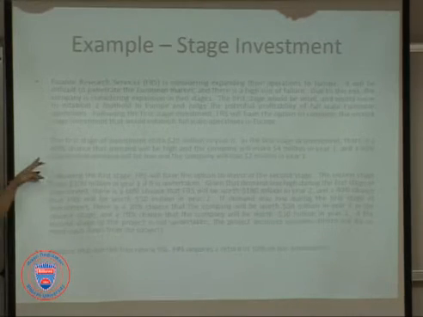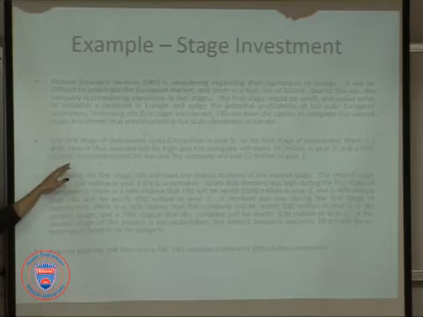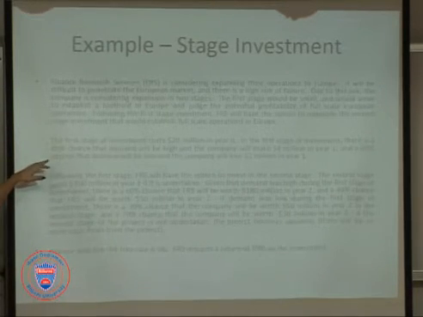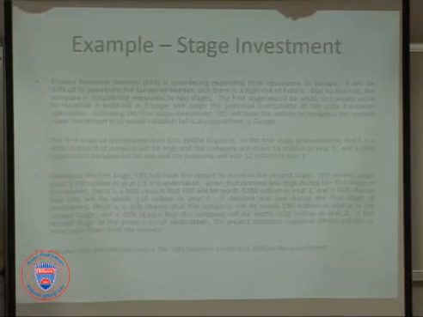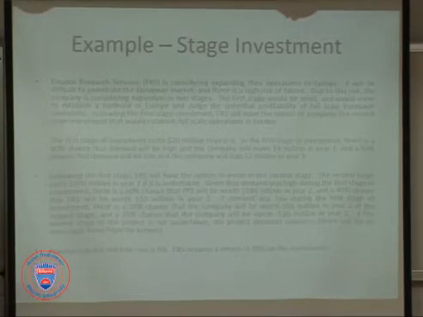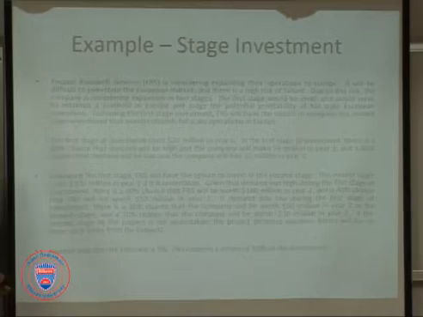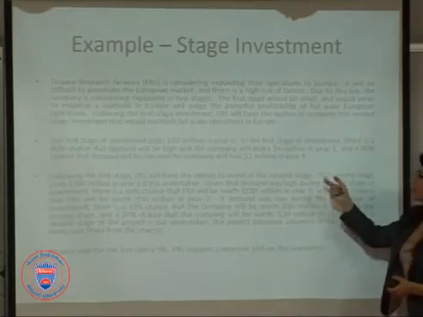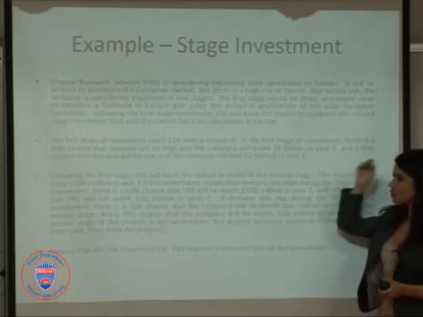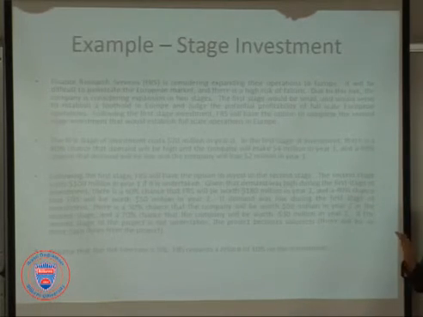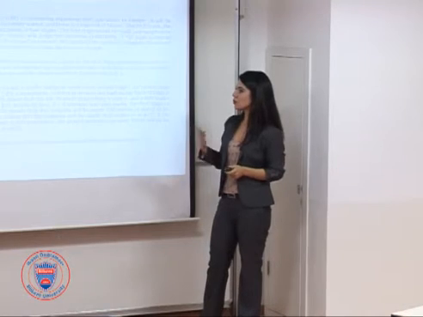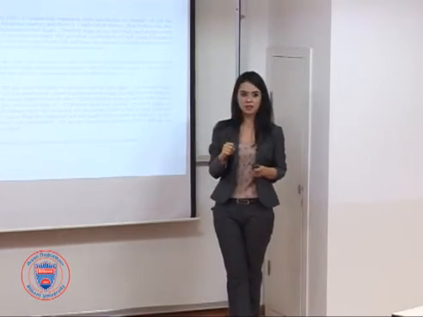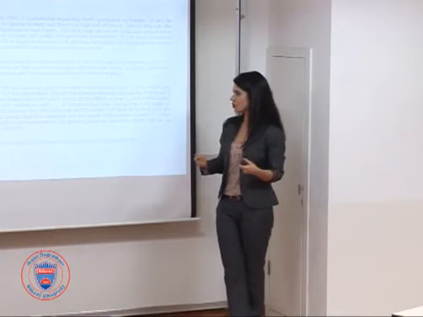Okay, the first stage of investment costs $20 million in year 0, like a startup cost. There is a 40% chance that demand will be high, 60% chance that demand will be low. If demand is high, we are making $4 million. If the demand is low, we are losing $2 million. After the first stage, FRS will have the option to invest in the second stage. The second stage costs $100 million, additional cost.